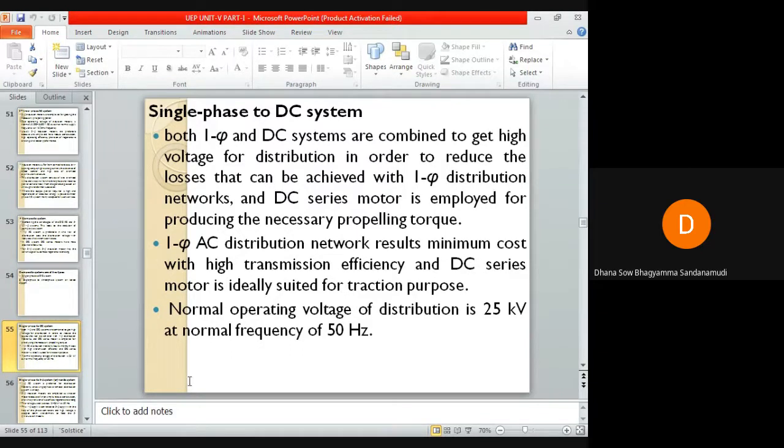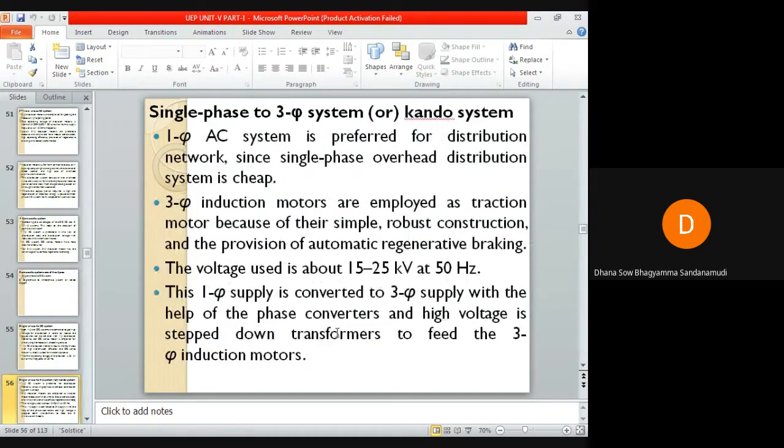Next one is single phase to three phase Kando system. In this system, single phase AC system is preferred for the distribution network since single phase overhead distribution system is cheap. Therefore single phase AC system is preferred for distribution network. Three phase induction motors are employed as traction motors because of their simple and robust construction and provision of automatic regenerative braking.